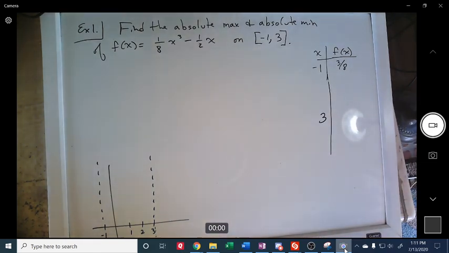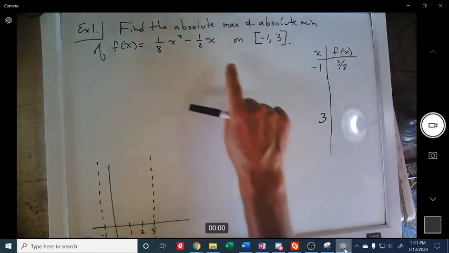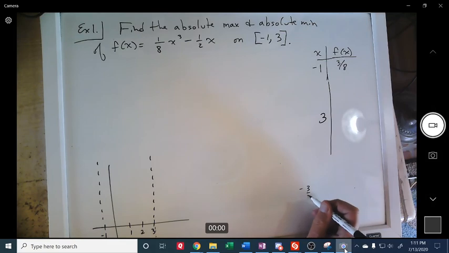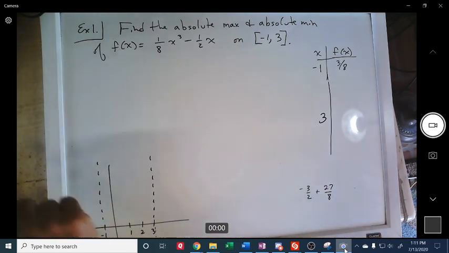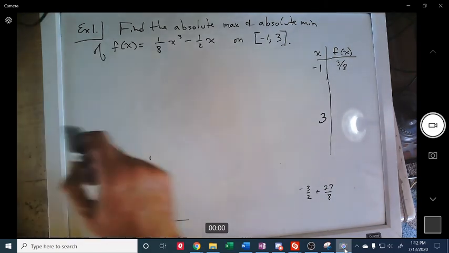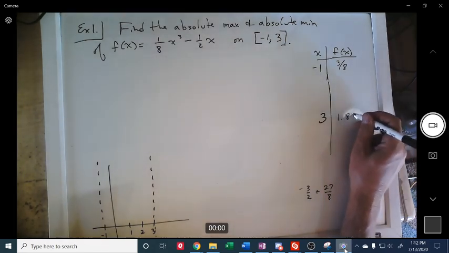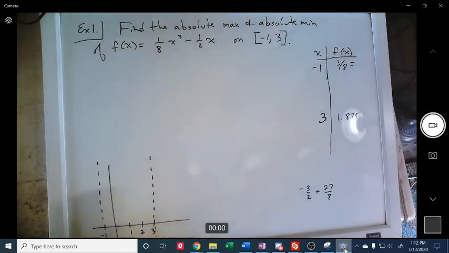When I plug in 3, I'm going to get -3/2, and then plus 27/8. I'll just punch that out of my calculator. I get 1.875, and in decimal, 3 divided by 8 is 0.375.